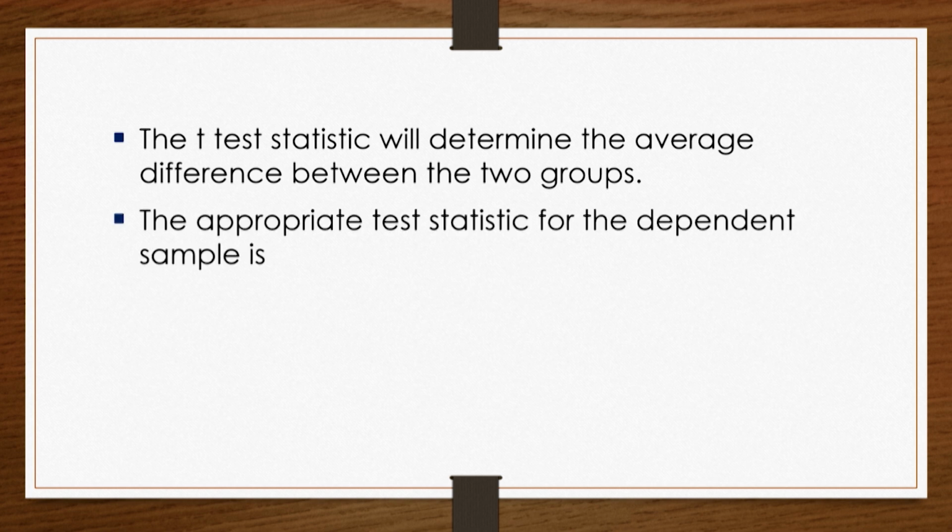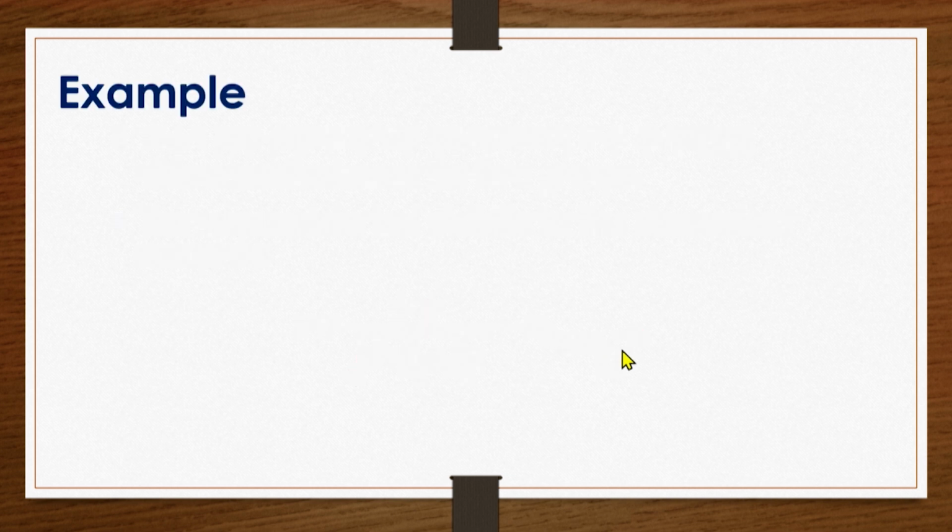The appropriate test statistic for the different sample t-test is given by t equal to (x bar minus y bar) whole divided by square root of s square into (1 by n1 plus 1 by n2), which follows t distribution with n1 plus n2 minus 2 degrees of freedom.